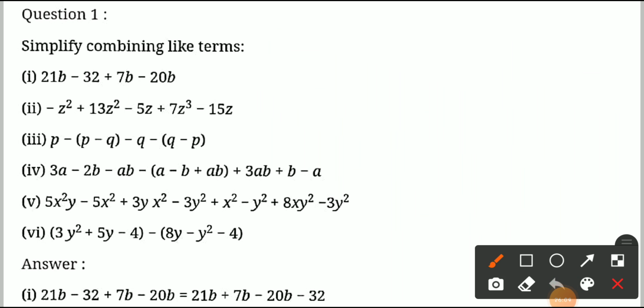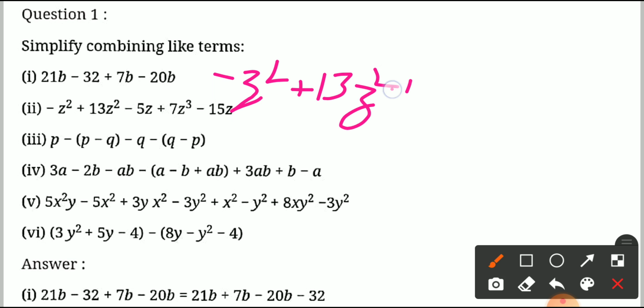In the second, we can see here minus z square plus 13z square plus 7z square. Okay, they all three are like terms. Sorry, this is 7z cube.